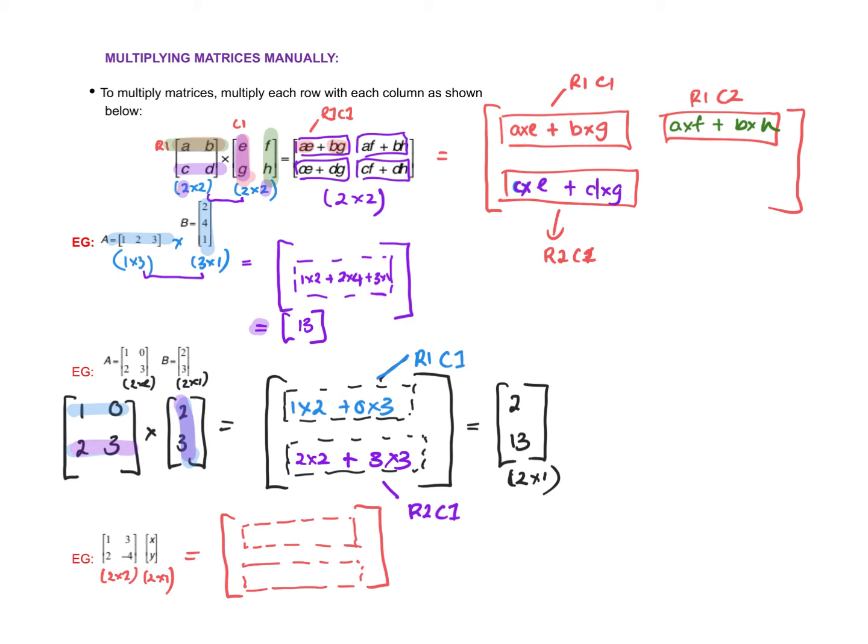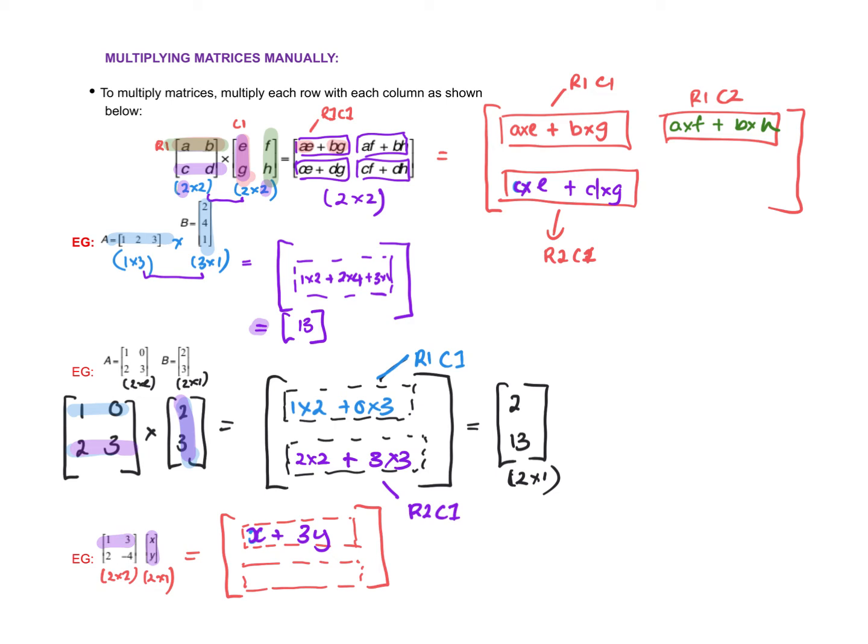So I've got this row by that column, that's my first one. So it'll be 1 times x, which is x, isn't it? 1x plus 3 times y. I can't add those numbers together, so that element just stays like that.